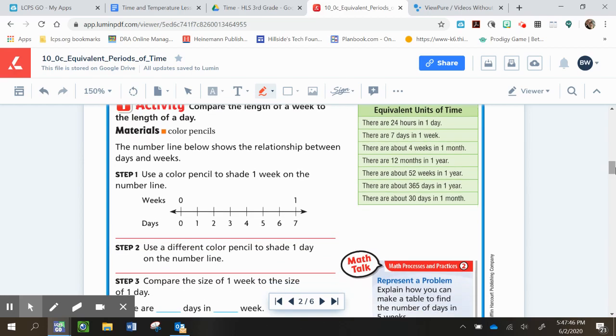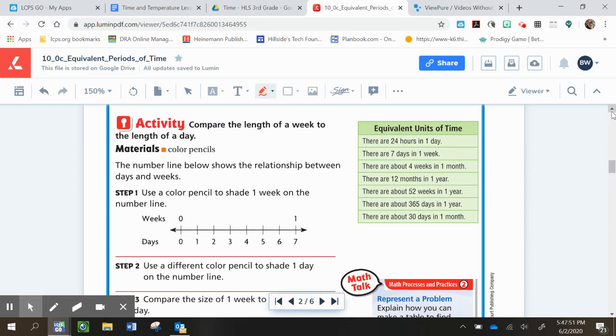All right, we're going to compare the length of a week to the length of a day. Come over here and just check out this equivalent time table. We know there are 24 hours in a day, 7 days in a week. There's about 4 weeks in 1 month. There are 12 months in the year. And then we get to some pretty cool ones. There are about 52 weeks in 1 year, and there are about 365 days in 1 year. There are about 30 days in 1 month.